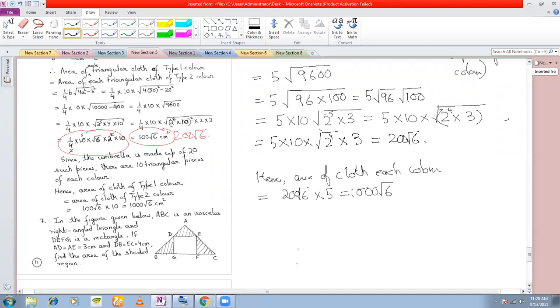There's the 2 that is also missing here. When I write 2 to the power of 4 into 3, there should be a 3 into 2. Because 2 to the power of 5 into 3 can be written as 2 to the power of 4 into 3 into 2. Now when you are writing the radical here, this should be root over of 3 into 2. So what you're getting here is 5 into 10 into 2 square into root 6. So this is now 200 root 6 centimeter square.